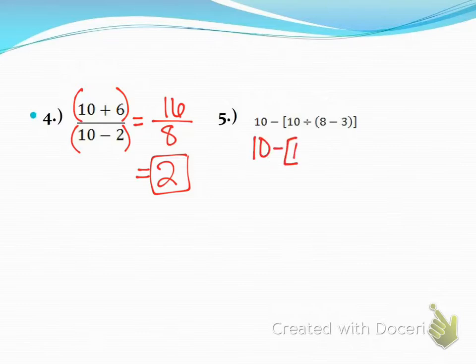That means that nothing else about this problem is changing except for the 8 minus 3. So I rewrote everything else. That's what I expect you to do also. 8 minus 3 is 5, so that's what I'm going to put there instead of 8 minus 3.